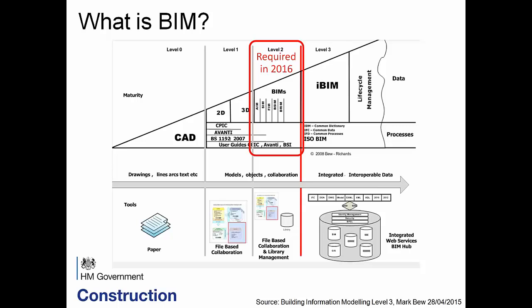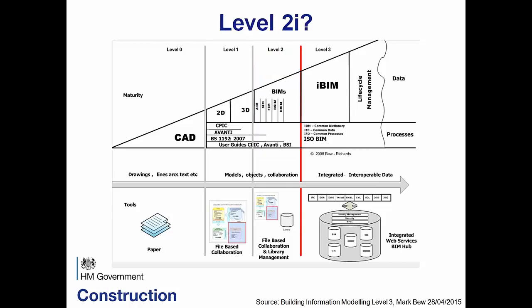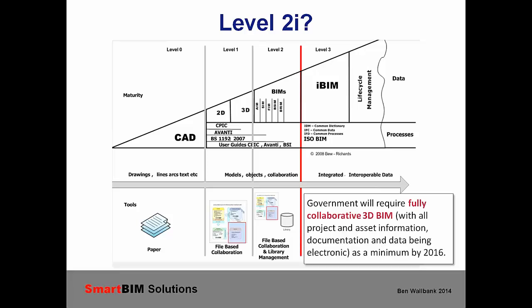And there has been a lot of development, a lot of guidelines and standards around this issue, so that the industry should be ready for the use of BIM on this level next year. However, there is one thing that I have been discussing quite a lot with Mark Pugh and David Phillip, who are leading the implementation of BIM here in the UK. It's related to the government requiring in the strategy fully collaborative 3D BIM, with all the project and asset information, documentation and data being electronic next year.